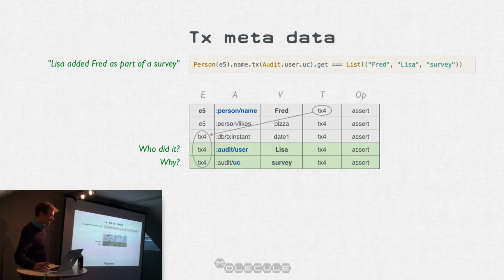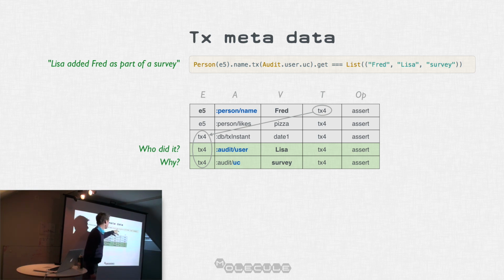So here's some examples of things you could ask. Lisa added Fred as part of survey. You would know that if you write person E5 is Fred. And who is the user and what is the use case?